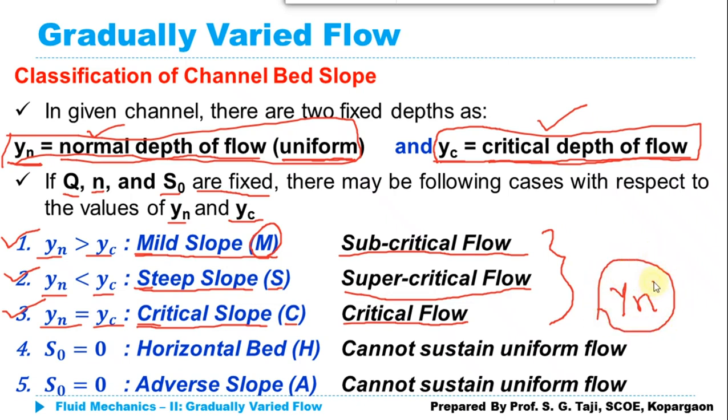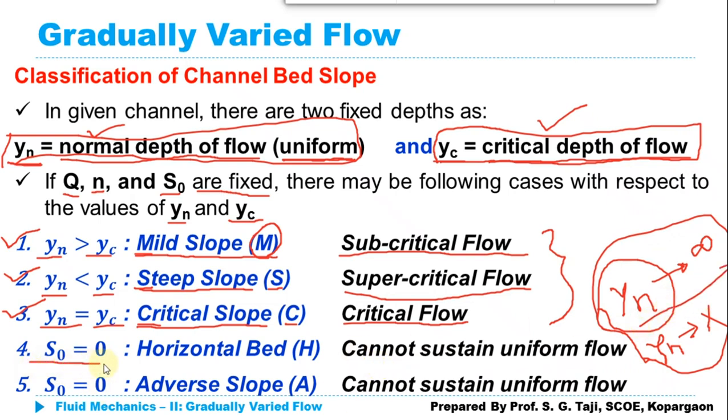In case yn does not exist, in the case 1, this yn will tend to infinity, and in the second case yn is never going to exist, so yn does not exist. So we are going to consider those two cases. In both the cases yn does not exist. In the first case, yn tends to infinity and bed slope is equal to 0.